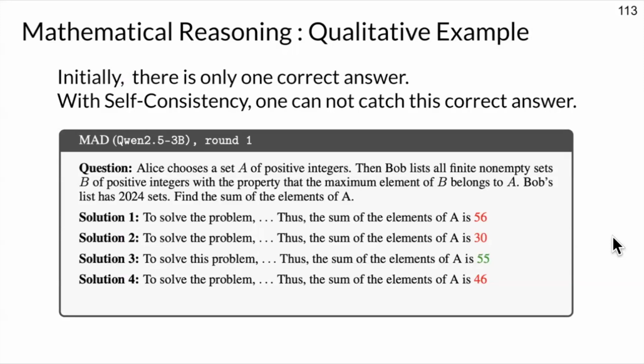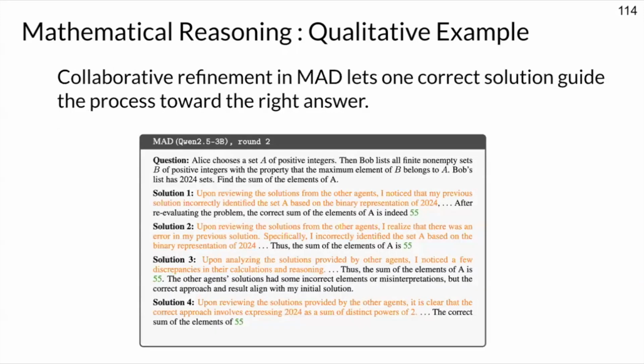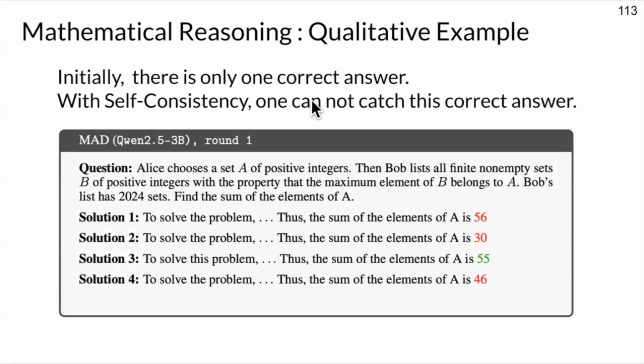Another qualitative example: if we extract the model's reasoning process here, we can see that initially there's only one correct answer, and with self-consistency, one cannot catch this correct answer. In round one, we run this in parallel and get different answers, and actually 55 is the correct one, all the others are wrong, but the model just provides four independent solutions.